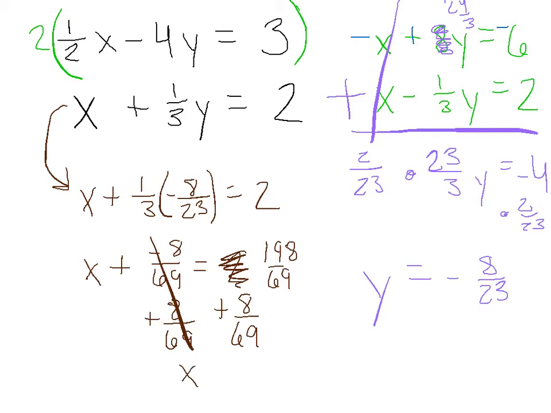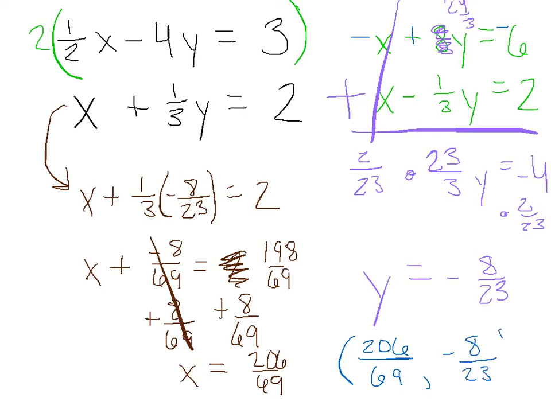So when I get my x by itself, I just add the numerators. And I get 206 over 69. This fraction cannot be simplified, so we end up with our final answer. Our final answer is always going to be x comma y. It's going to be 206 over 69, negative 8 over 23.